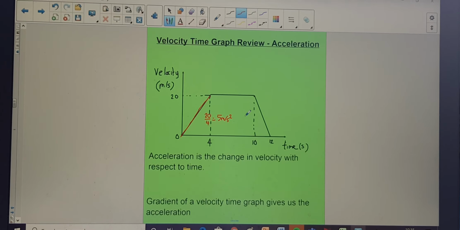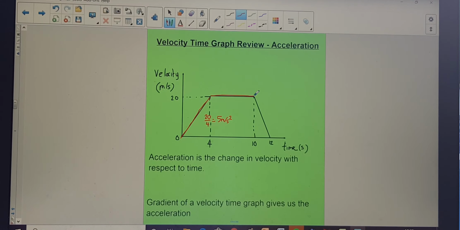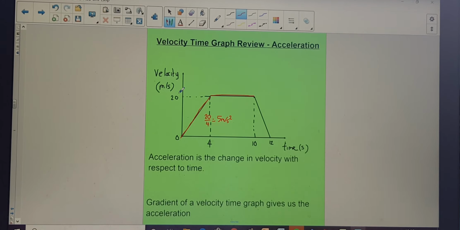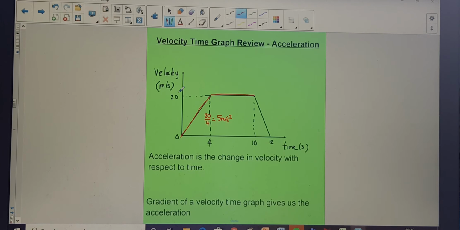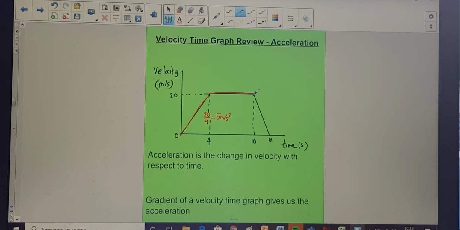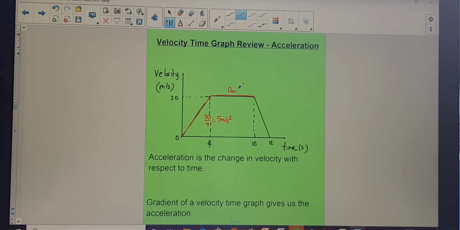But this is the important thing to remember. The gradient of a velocity time graph gives us the acceleration. Well, the gradient here is just going to be 0, isn't it? It's definitely not at rest. It's moving at 20 meters per second, but because the velocity is not increasing or decreasing, it is moving at a constant velocity. Therefore, this bit here is moving at 0 meters per second squared.